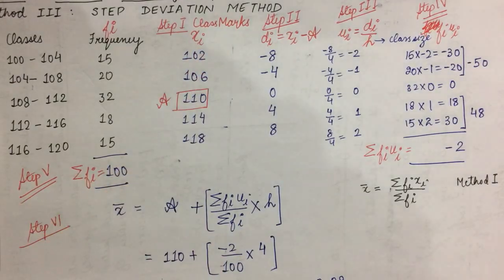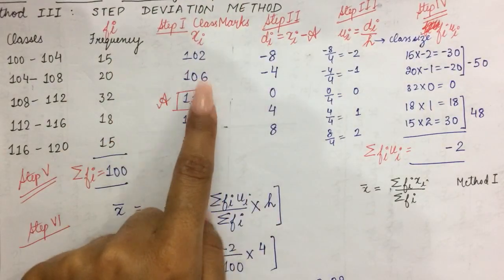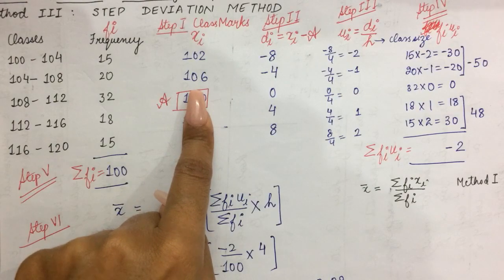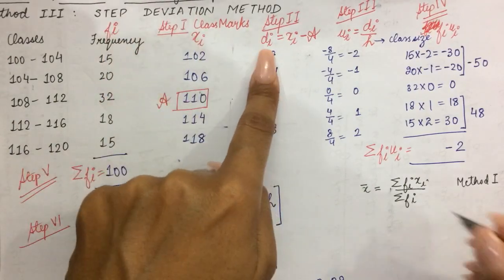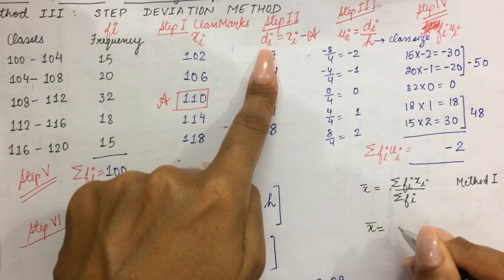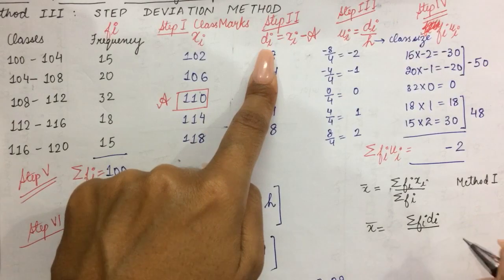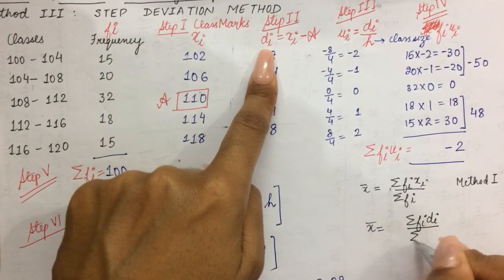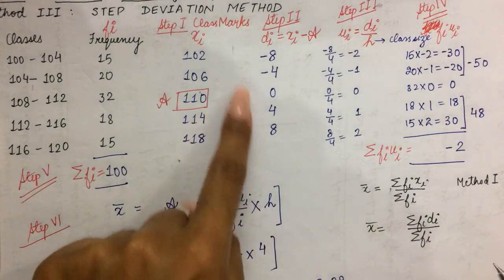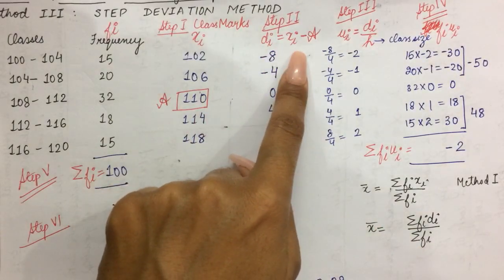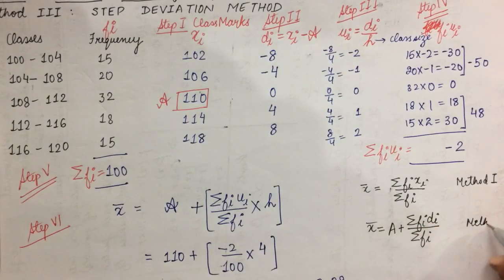If I were using shortcut method, I would be using the deviations instead of the xi's, the observations or the class marks. I would be using deviations. I would multiply Fi with Di. So to find out the mean, I would use Fi Di product totaled over the sum of frequencies, the number of observations. Since to obtain the deviations I had subtracted a value, I would be adding that back. This is the second method.